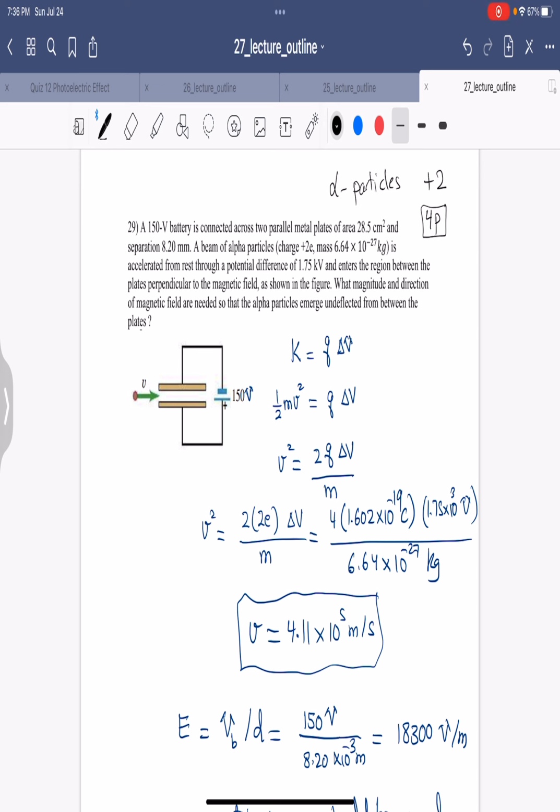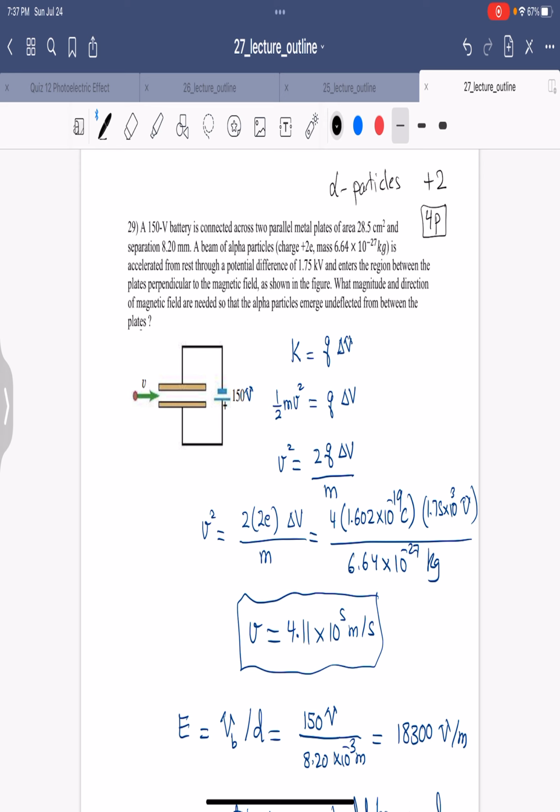It is accelerated from rest through a potential difference of 1.75 kilovolts and enters the region between the plates perpendicular to the magnetic field as shown in the figure. What magnitude and direction of magnetic field are needed so that the alpha particles emerge undeflected? Then we're going to cancel the effect.